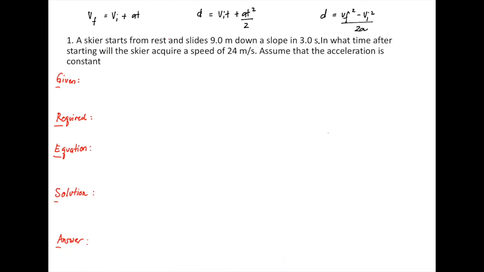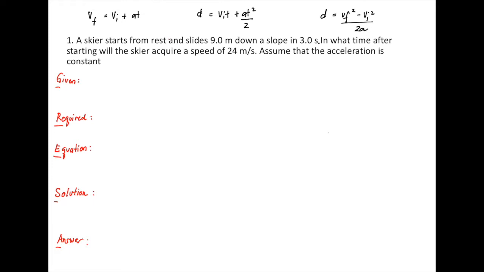Sample problem number 1. A skier starts from rest and slides 9 meters down a slope in 3 seconds. In what time after starting will the skier acquire a speed of 24 meters per second? Assume that the acceleration is constant.